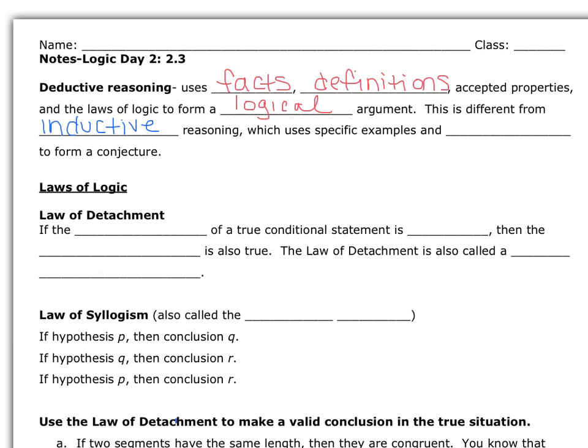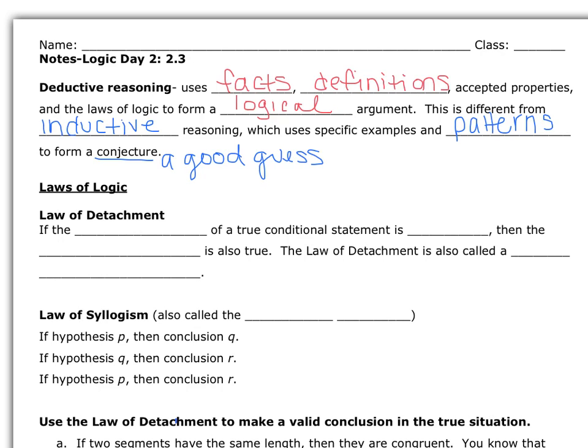Inductive reasoning uses specific examples and patterns to form a conjecture. And remember, the conjecture is just an educated guess, a really good guess, or basically a conclusion from the pattern.